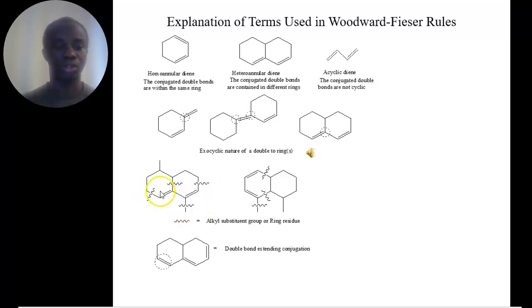If you look at this structure, there are four alkyl substituents here, and here also you have three alkyl substituents. I'm using those two words interchangeably now, so just permit that. And this is a situation where you have a double bond extending conjugation. All of these I've talked about in the previous video, so if you are just joining us, you can watch the video before this so that you can understand all of these terms before starting the computation aspect.